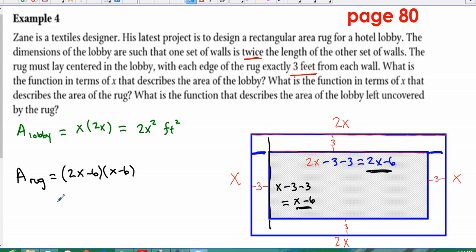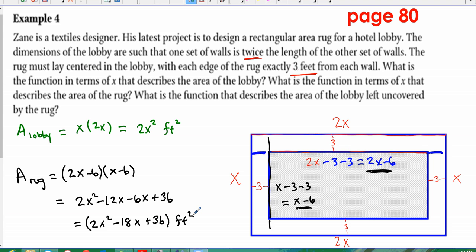If you multiply that out, you get 2x squared minus 12x minus 6x plus 36. Simplified, you get that the area of the rug is 2x squared minus 18x plus 36. And this entire expression is square feet. Make sure you put parentheses around that expression.